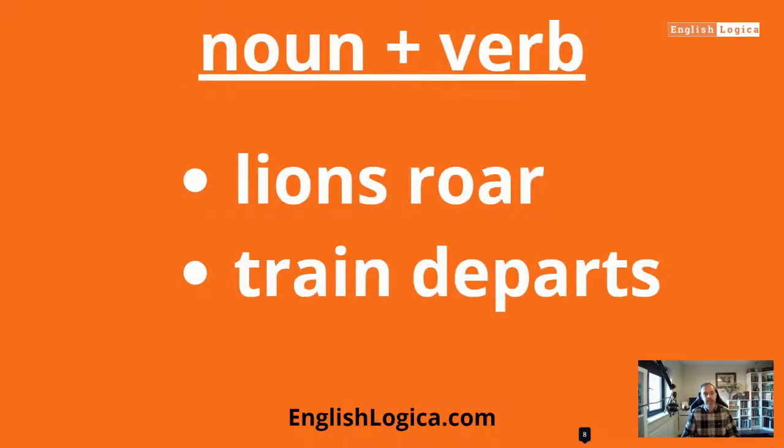So our next collocation group is a noun plus verb. A noun plus a verb. Lions roar is our first one. So we don't say lions shout or lions scream or anything like that. So it's lions roar. Our second one is train departs.